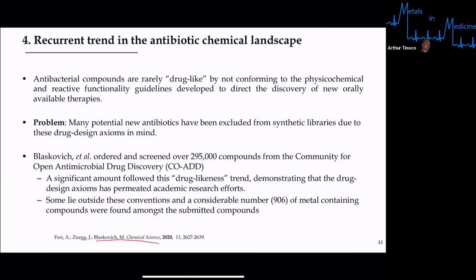So from this study, a significant amount followed this drug-likeness. So falls in line with what you would expect to be a drug. So demonstrating that the drug design axioms have permeated even into the academic research efforts, and that makes sense, right? Because you want to fund a lab, so you're going to fund a lab based on where the trend is and where industry is actually trying to develop drugs. But it was also observed that some of these compounds that were screened actually fall outside of the conventions, and a considerable number, 906 out of almost 300,000, of metal-containing compounds were found amongst the submitted compounds.